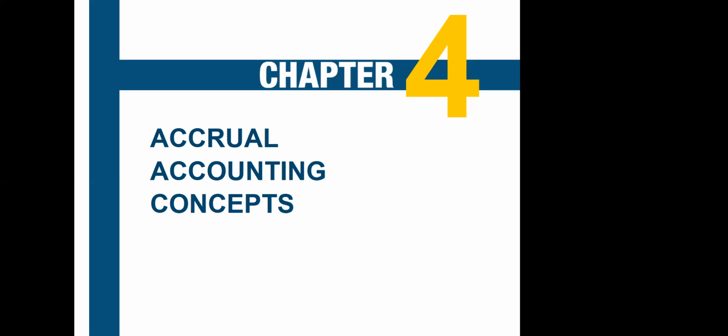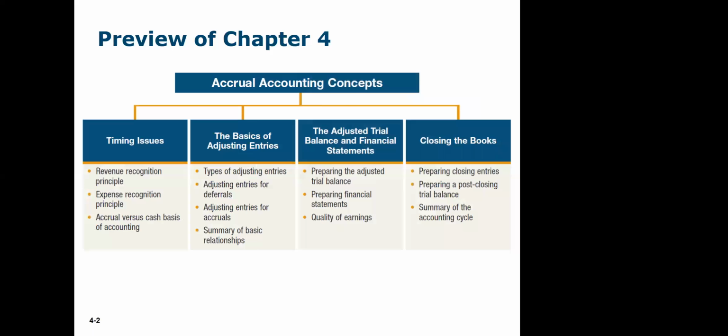So adjusting entries will happen every month. And adjusting entries are the things that help to true up the books. They help to make the numbers correct as far as accrual accounting is concerned. So let me go to the next slide here.